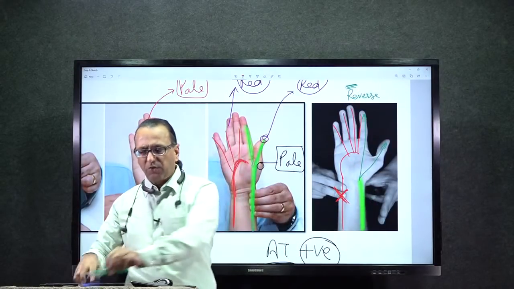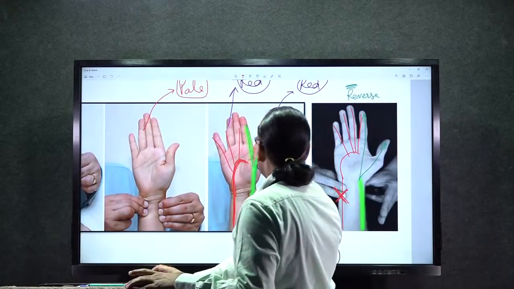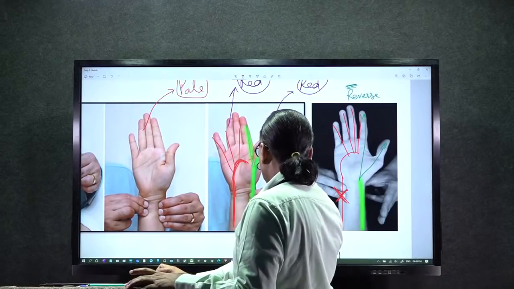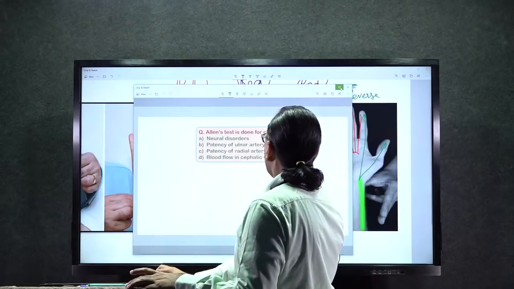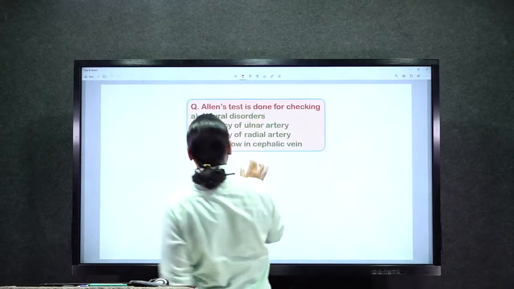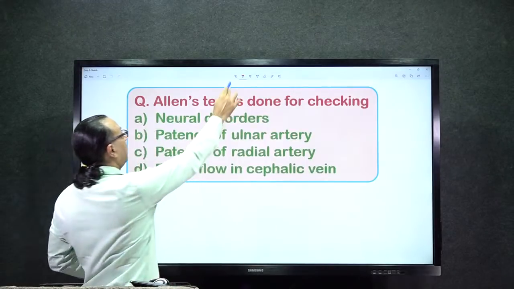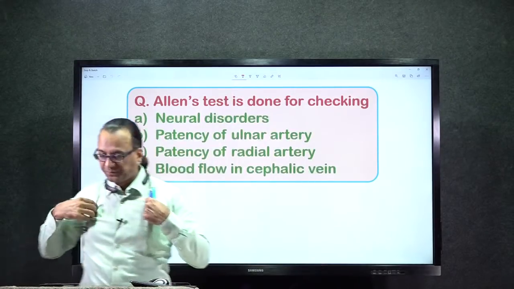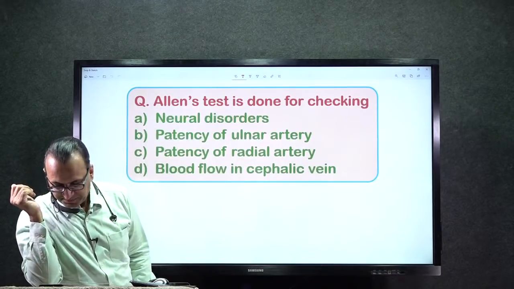Now, why should we learn all that? Because of questions. Most of the time, we learn all these things because of the question. Let me show you the question itself, and you are going to tell me the answer now. So, tell me, what is the answer to this question? You are doing Allen test for checking what? Tell me.